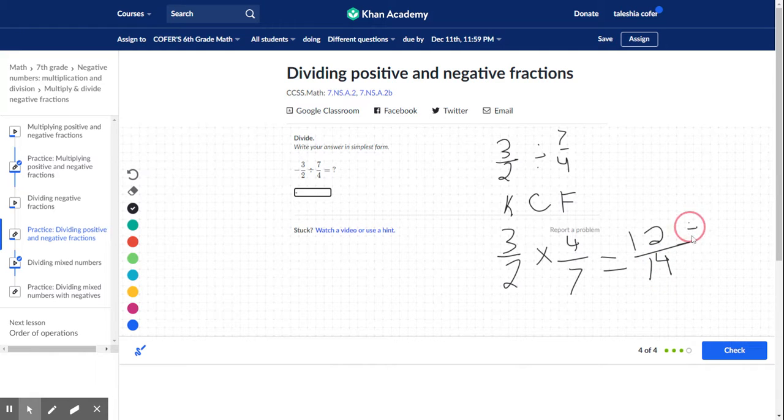I can divide the top and the bottom by 2. 12 divided by 2 would get me a 6, and 14 divided by 2 would get me a 7. 6/7. So remember, it has to be negative because they're different signs. And we're done.